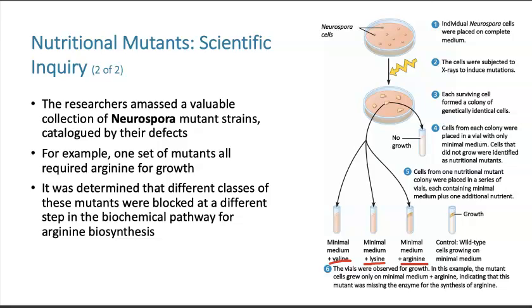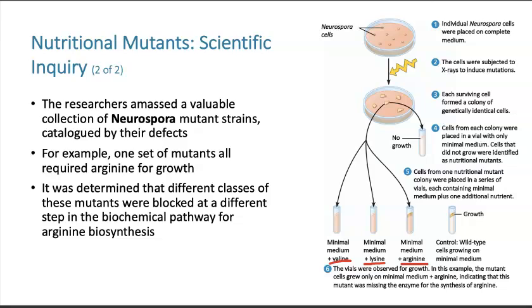So they've got all these mutant fungi, and they're growing them up in different environments: minimal medium plus valine, minimal medium plus lysine, minimal medium plus arginine. And then they had a control group where they just grew the non-mutated cells on minimal medium, and they compared to see what happened.